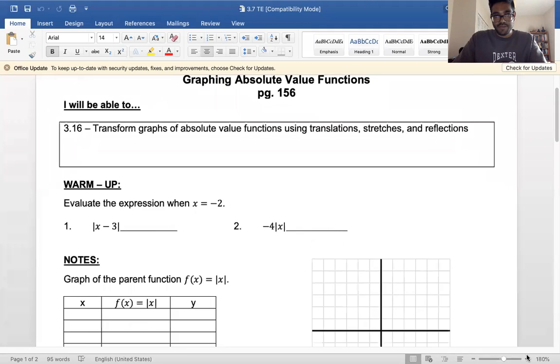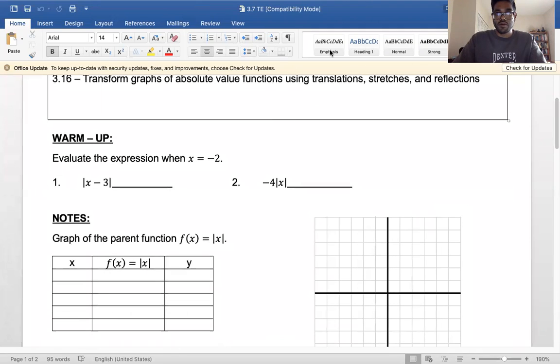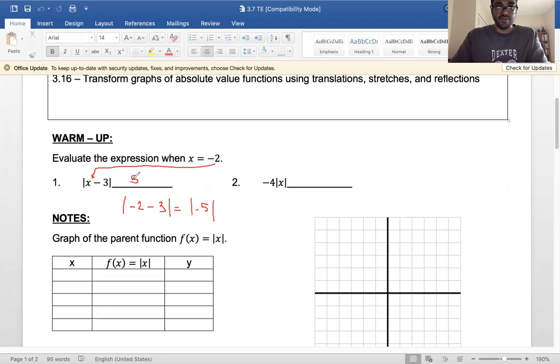So first thing that I want to quickly go over again is evaluating absolute value functions. Remember, when you're evaluating, you're just plugging in whatever value we're telling you to evaluate for. So I'm just going to take this -2 and plug it in. And so you get the absolute value of -2 minus 3. -2 minus 3 is the absolute value of -5. Now remember, absolute value is just distance away from 0. So how far is -5 away from 0? This is 5 away, and so we get an answer of 5.